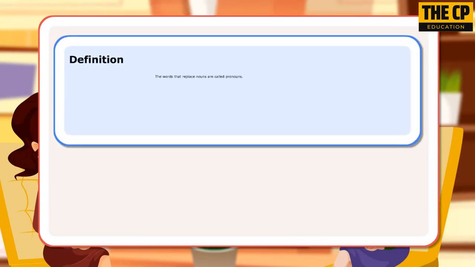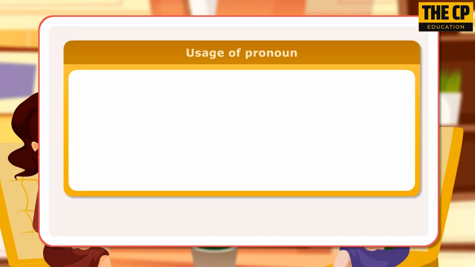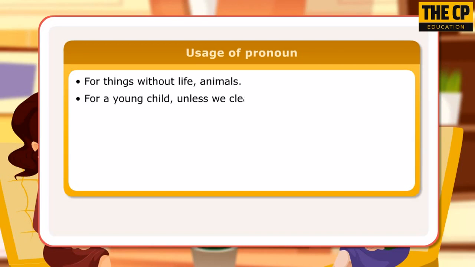Definition. The words that replace nouns are called pronouns. Usage of pronoun. The pronoun it is used for things without life, animals, and for a young child, unless we clearly wish to refer to the sex.